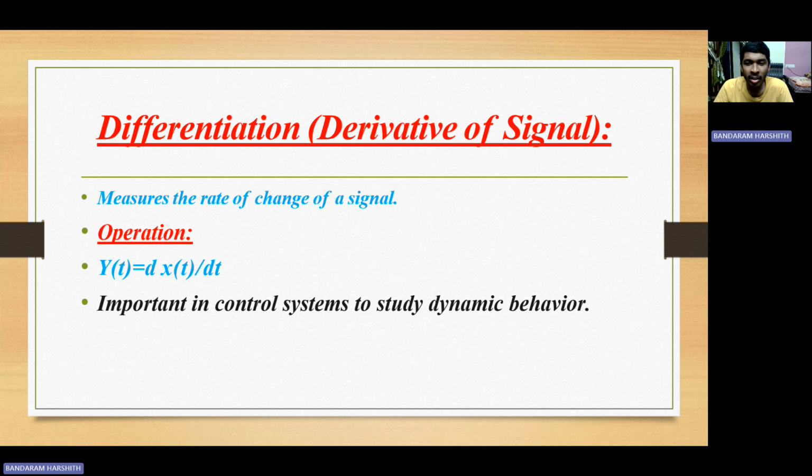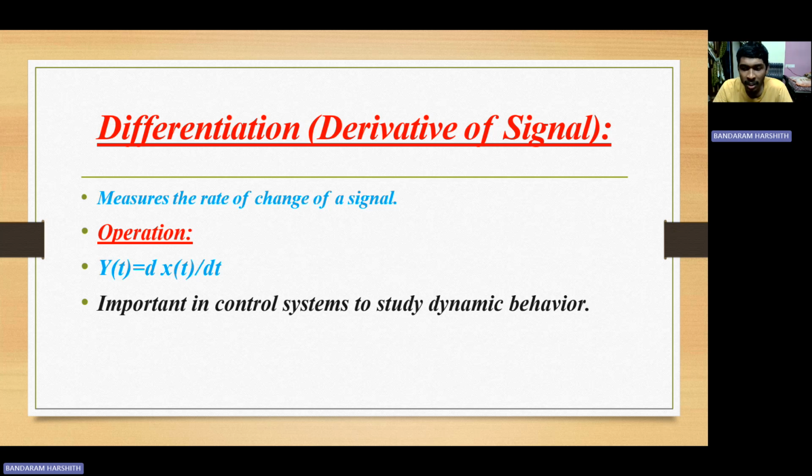Differentiation or the derivative of a signal measures the rate of change of a signal. Suppose there is a signal which varies with respect to time, but I want to find the particular value at which it changes. The signal changes at each time at a different rate, but I want to find the rate at which it changes at a particular time. So then we are going to use this operation, that is the differentiation or the derivative of a signal.